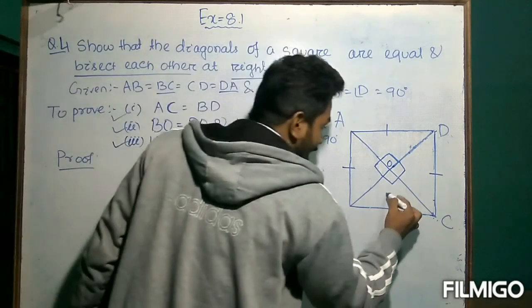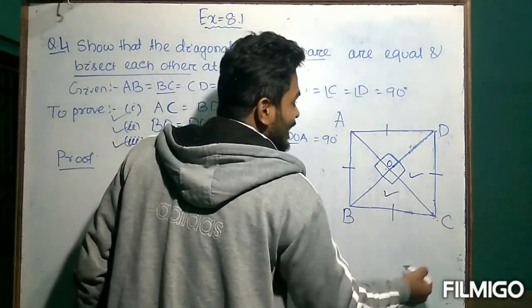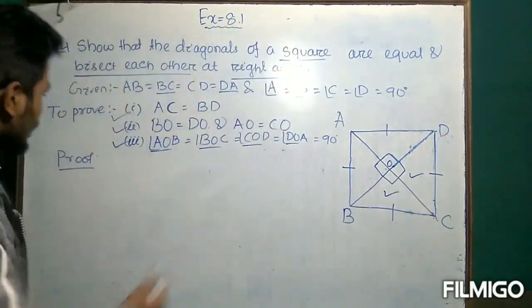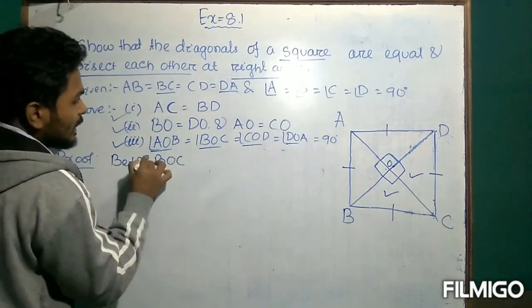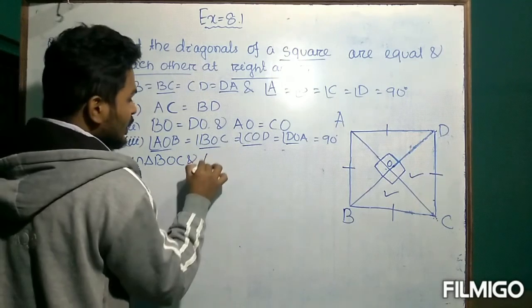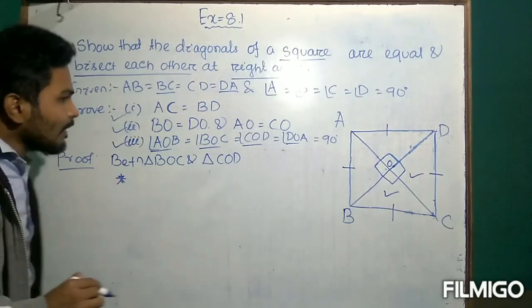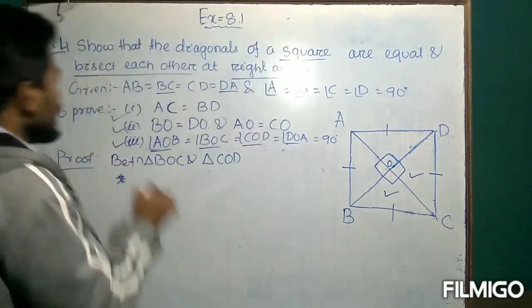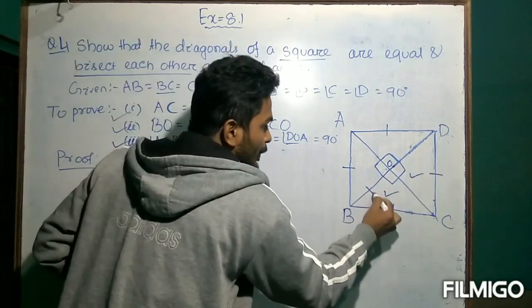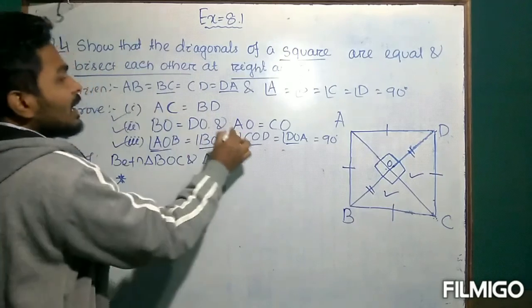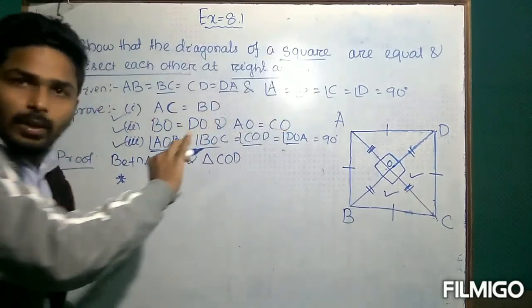In order to prove it, we have to take another two triangles, that is triangle BOC and COD. Right, so let us compare them. So between triangle BOC and triangle COD, okay, what are the possible conditions that result here? As you can see, from the second statement, we have proved that BO is equal to DO, and AO is equal to CO. We have proved it already, right?